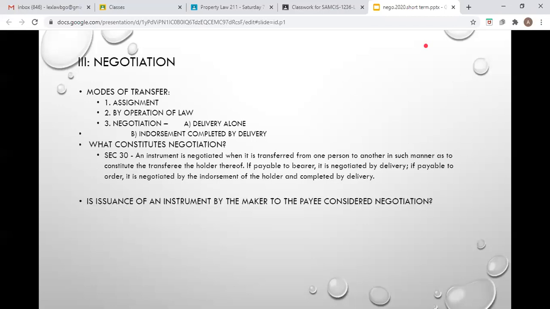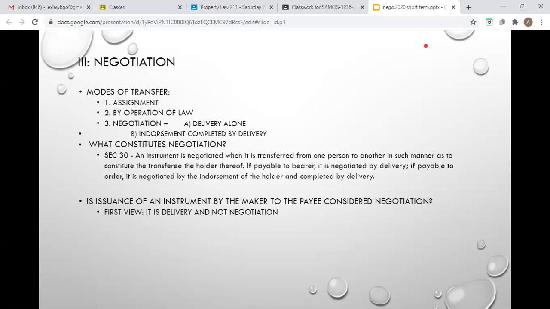Now, question. Is issuance of an instrument by the maker to the payee considered negotiation? Maalala niyo yung first na incident sa life ng negotiable instrument? The first one is issuance. Now, is the delivery of the instrument from the maker to the payee, if it's a promissory note, from the drawer to the payee in a bill of exchange, would that be considered negotiation?